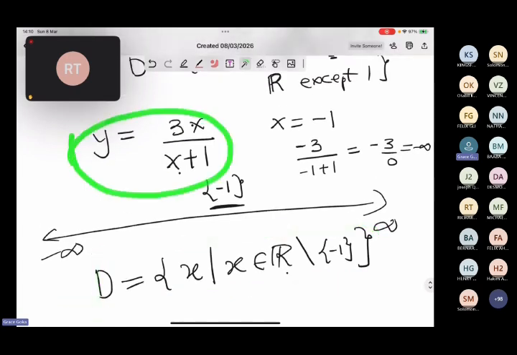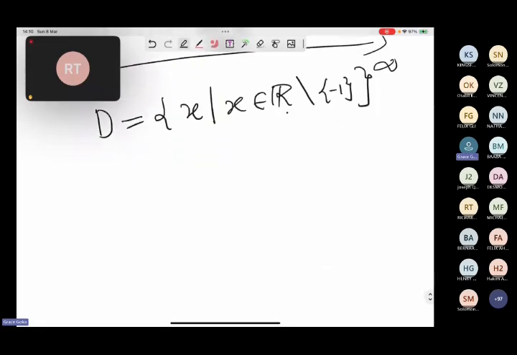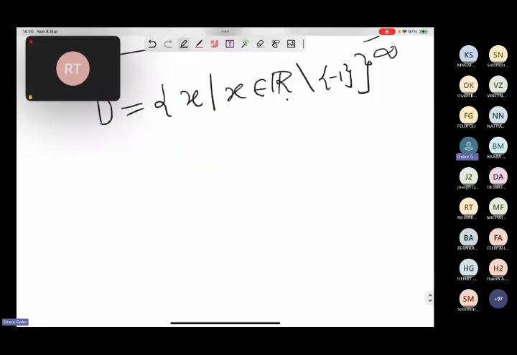y is equal to 3x over x plus 1. The domain must start with the set of all real numbers. Then backslash, it means you are going to subtract another set. Backslash the x that will make the denominator become 0. So that is what you put in the second set. Another example, maybe 2 more examples, then we take questions.